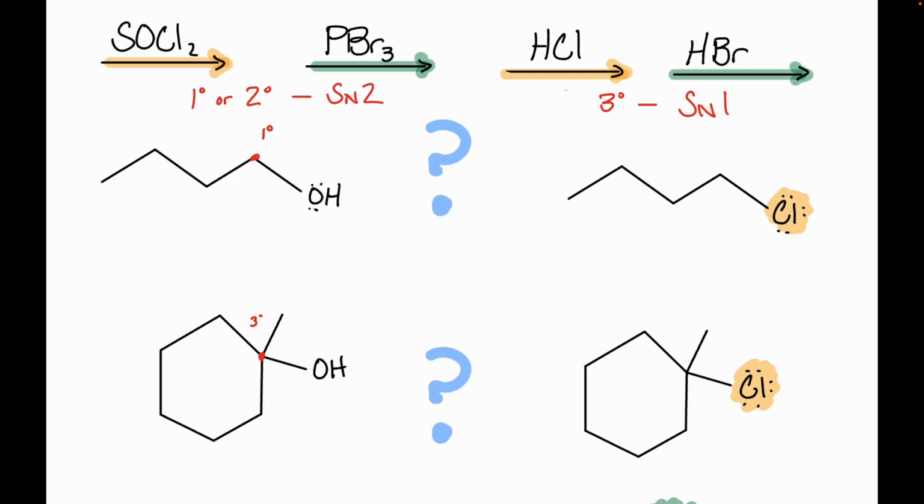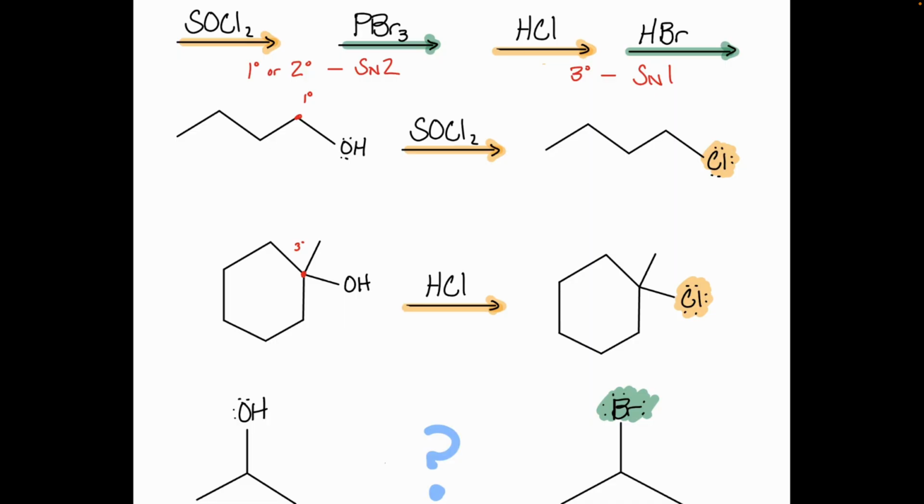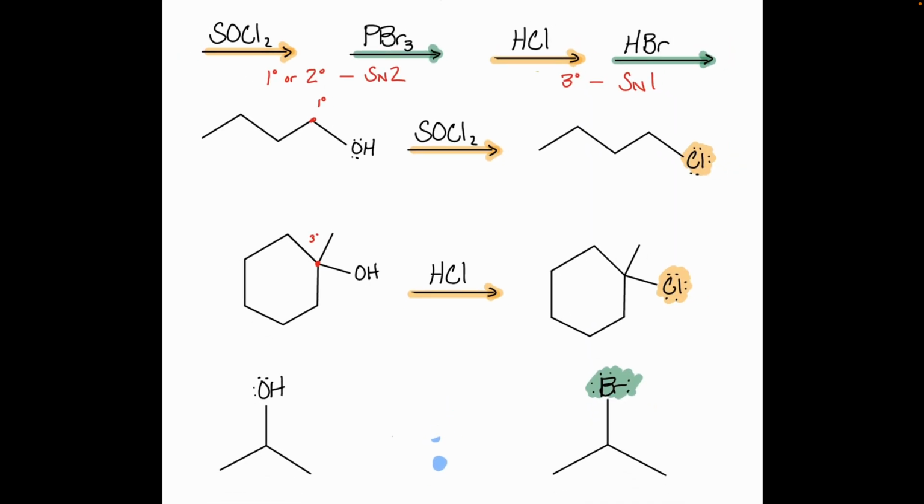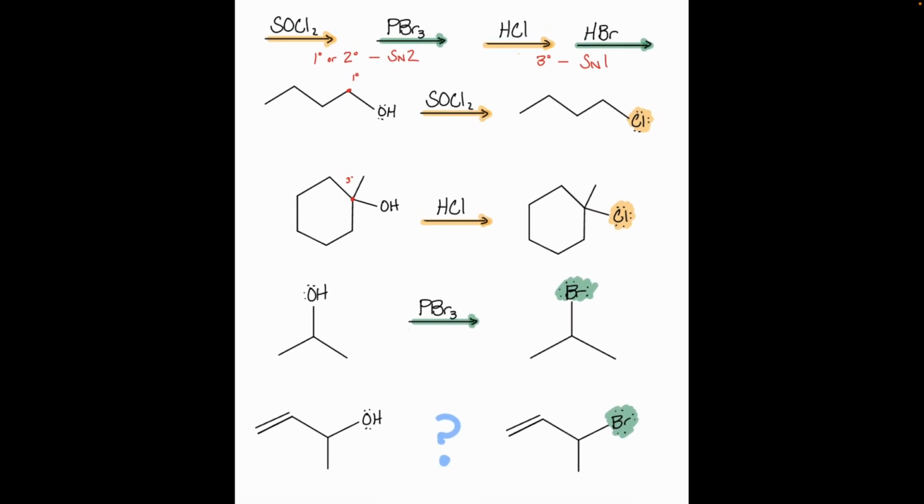Because of our substitution mechanisms, we have a different preference depending on whether we're talking about primary or secondary versus tertiary alcohols. So in this case here, I'm going to want to use that thionyl chloride, and in this case here, I'm going to want to use that hydrochloric acid. All right. Our secondary alcohol here, we're going to have to use that phosphorus tribromide. All right. And then what about this last one here?